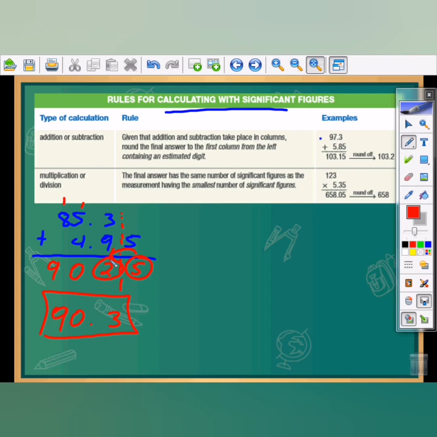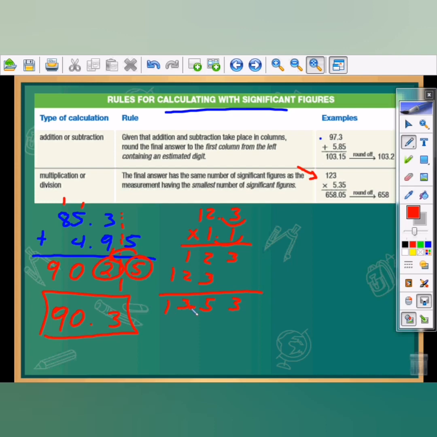Now, multiplication or division. The final answer has the same number of significant figures as the measurement having the smallest number of significant figures. You have an example here where they have the same amount of significant figures. I'll make another one that has a different amount. Let's say, for example, 12.3 times 1.1. If we start multiplying, it's just a normal multiplication. We have 2 decimals.